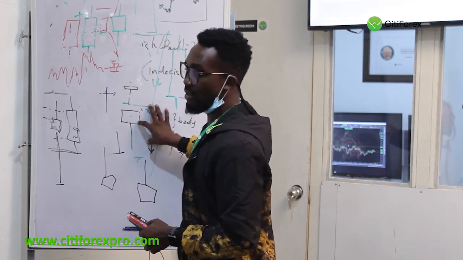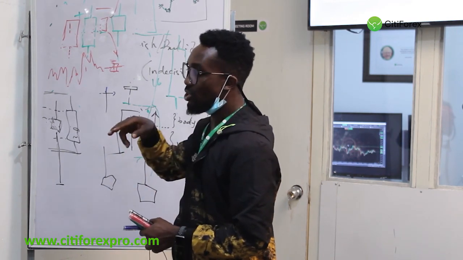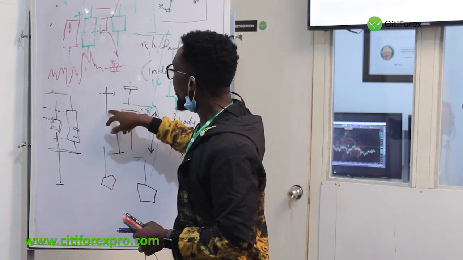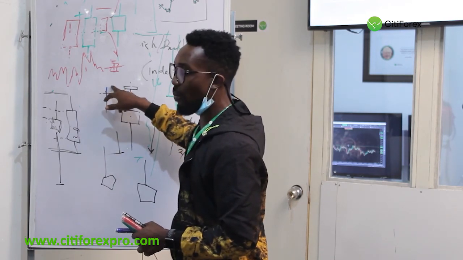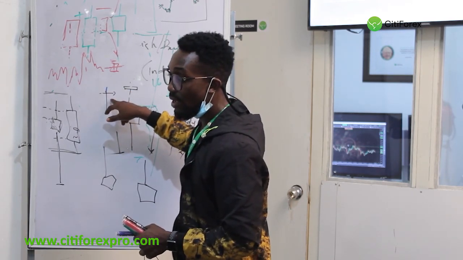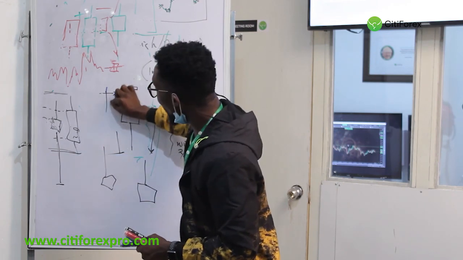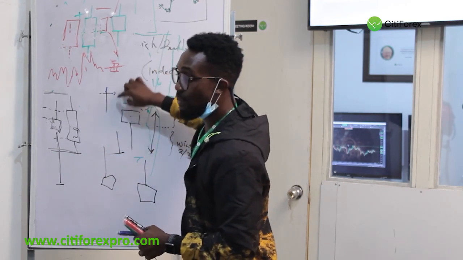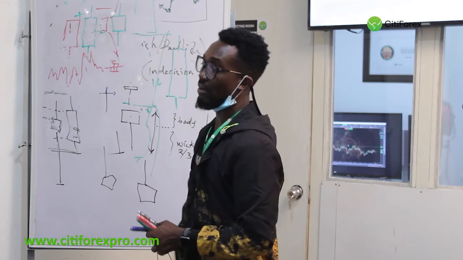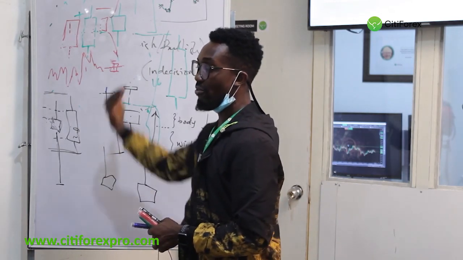Beyond this, an indecision bar can be at the base, at the top or at the center, as long as after that activity, the next bar is a trend bar in favor of that candle or in favor of that reversal you want.